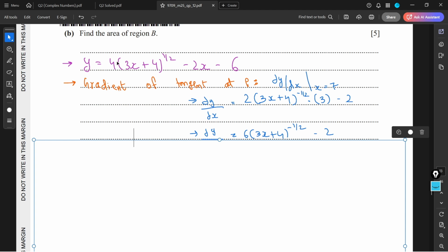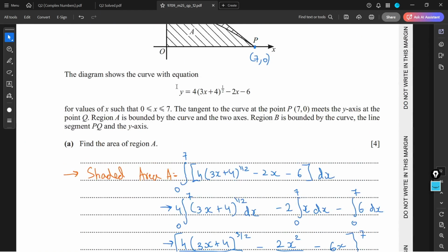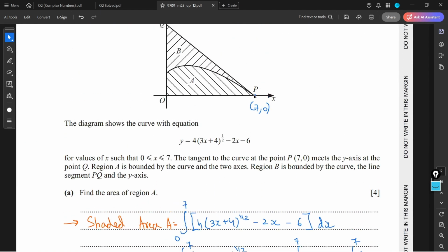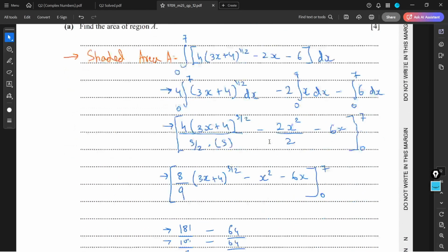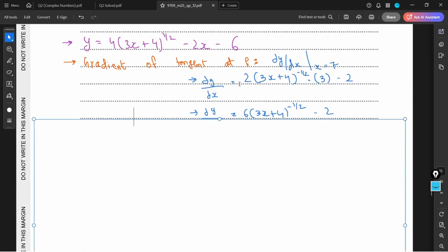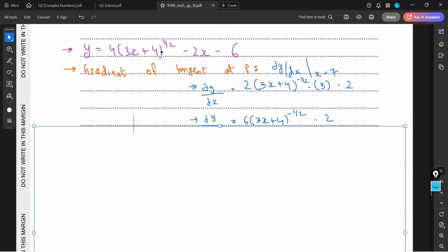So the first thing that I'm doing over here is trying to find out what will be the gradient at the point P by taking the differentiation of the given equation. The differentiation would be half into 4, which is 2, then (3x + 4) to the power of half minus 1, which is minus half. Then we also need to multiply this with the differentiation of the inner part, which is 3. And then the differentiation of minus 2x is minus 2. And for minus 6, there is no differentiation. It is constant, so it's 0.